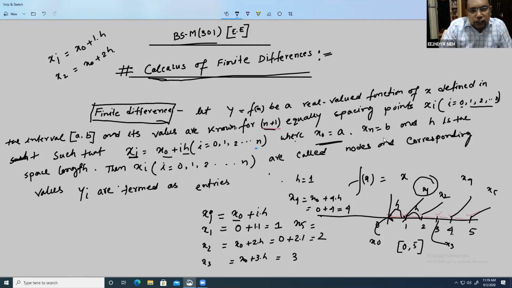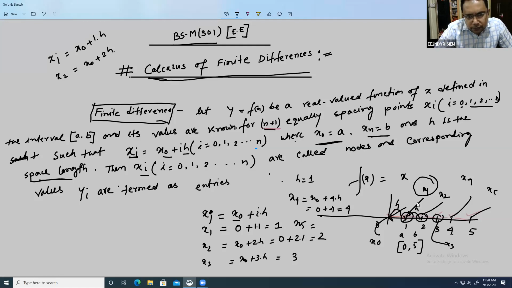So x0 is equal to the initial value and xn is equal to the b value. So this is my a and this is my b. And h is the space length. Then xi, i equal to 1, 2, and so on, are called the nodes. So x1, x2, x3, x4, these are nodes. And the corresponding values of y are termed as entries.